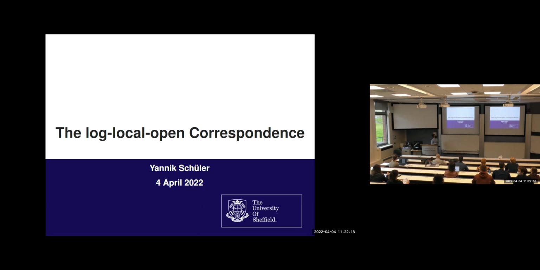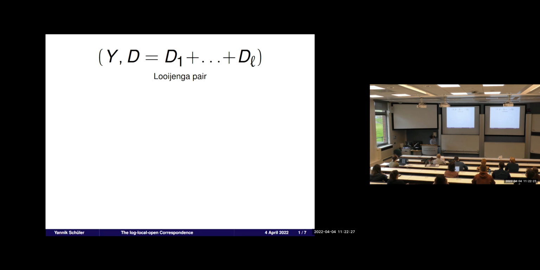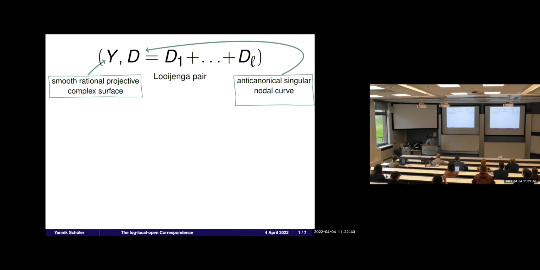All right, so let's directly get into it. The main player today is a so-called Looijenga pair. A Looijenga pair consists of two things. First, Y, a smooth rational projective complex surface, and D, an anti-canonical singular nodal curve. This curve consists of L irreducible components, which I always label D1 to DL.